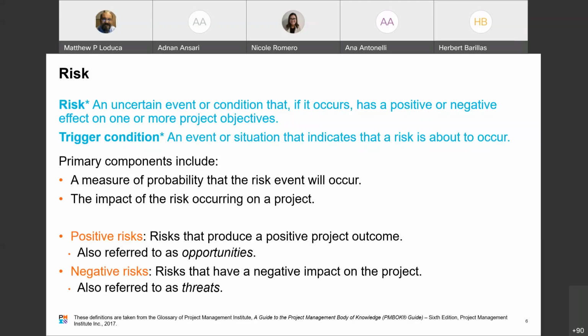Any question so far about risk? We really haven't touched this too much yet, but anybody have any questions so far? All right, let's move on.